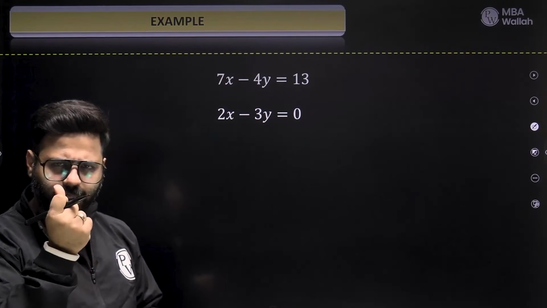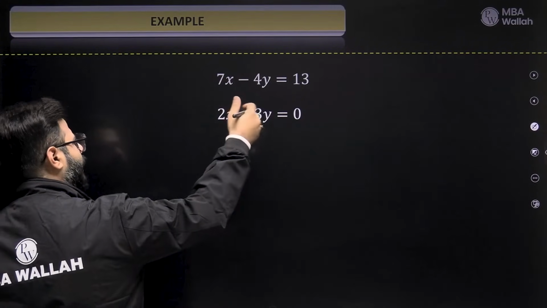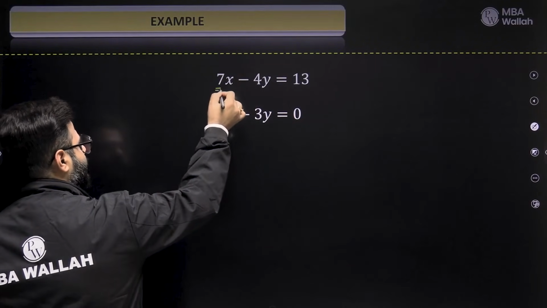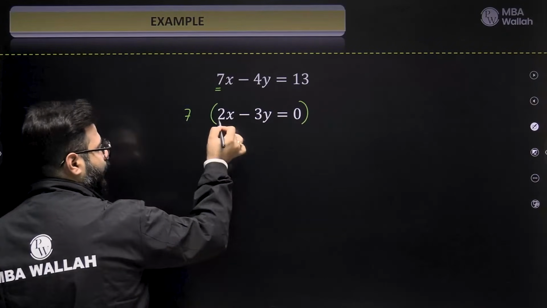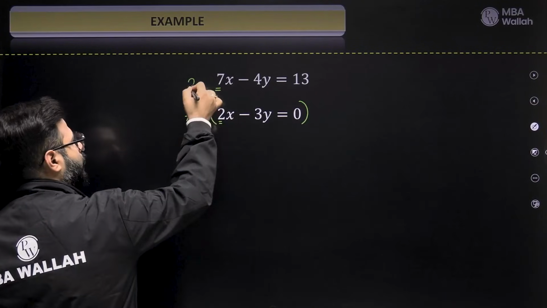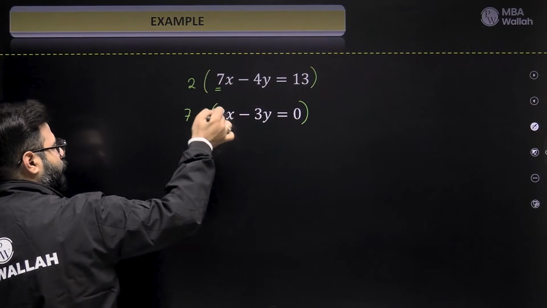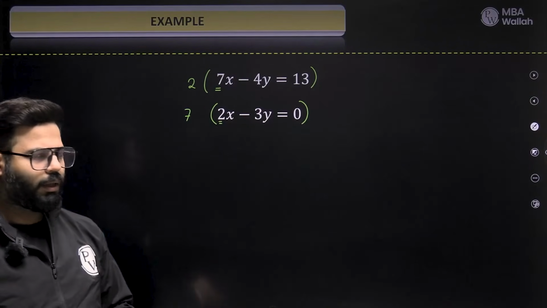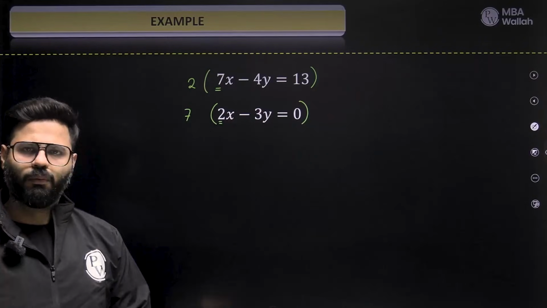What's the simplest idea? The idea is pick up any variable. Let us say you want to eliminate x. Here x had 7, so multiply this equation by 7. Here x had 2, so multiply this equation by 2. That's it. Just interchange the coefficients and see the magic. You are done, guys. Automatically x will vanish now. You have done whatever was required.